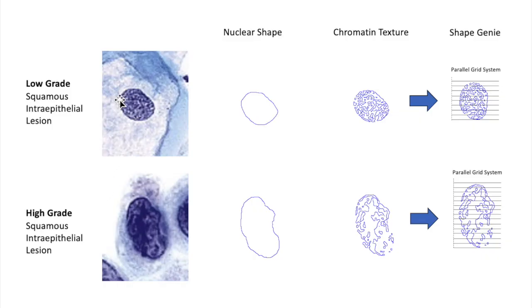I just want to point out that chromatin texture, as we've extracted in these two examples, the top is a low-grade cell, the bottom is a high-grade cell, that these textures can be measured in ShapeGenie using the parallel grid system. In this case, we'll be deriving a shape index that can be interpreted as a value representing the texture of the chromatin or the degree of folding of the chromatin.